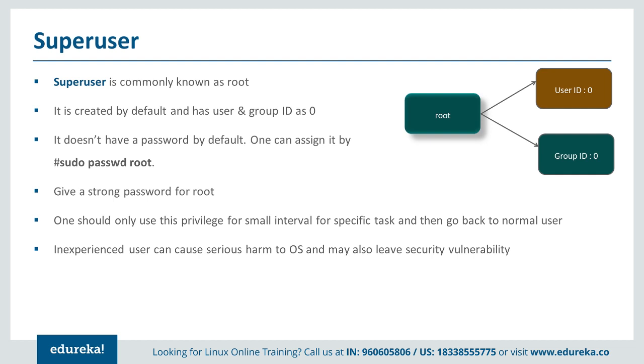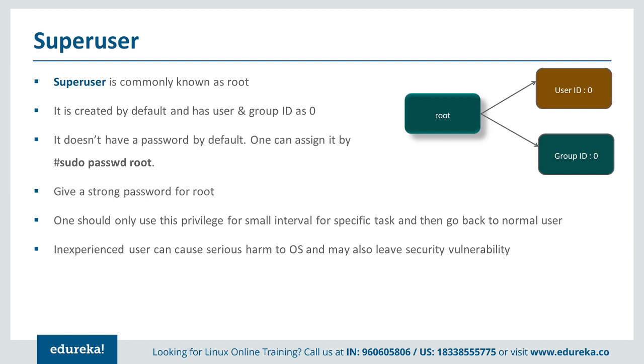Super user is commonly known as root, which has a user ID of 0 and group ID of 0. So it is created by default. Any machine, any Linux distribution which has been created has its user as root. It doesn't have a password by default. One can assign it by the command sudo passwd root.